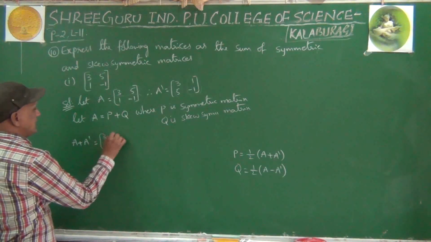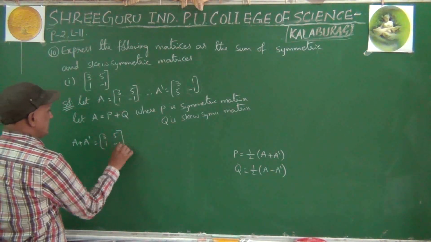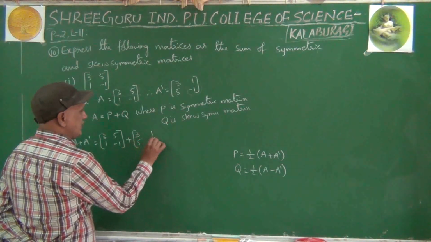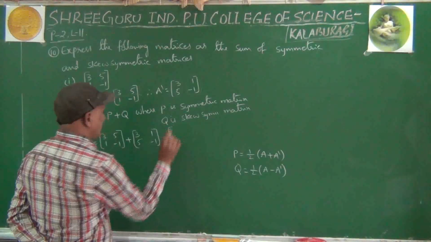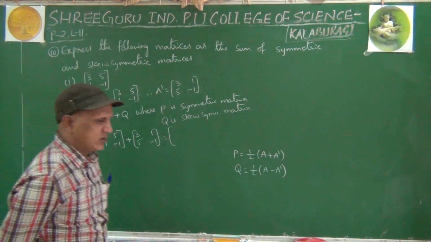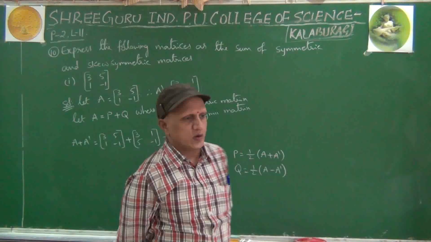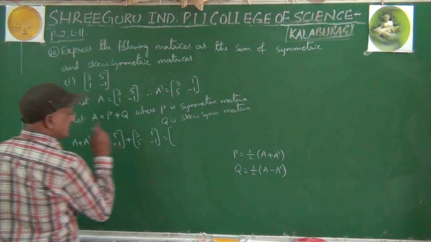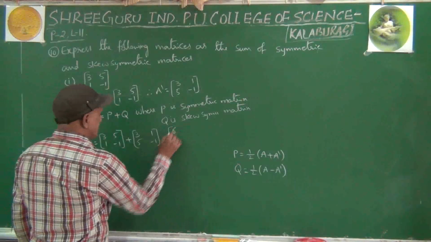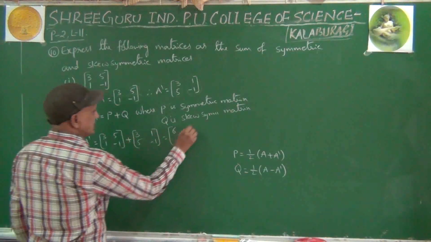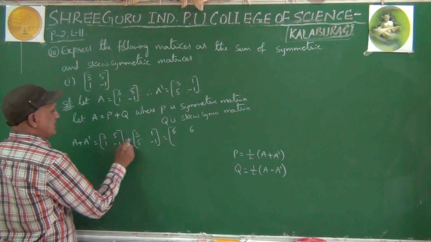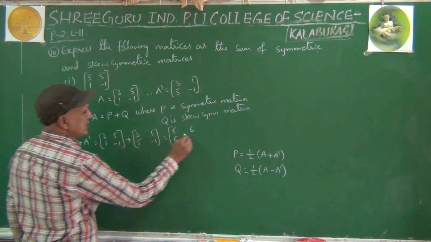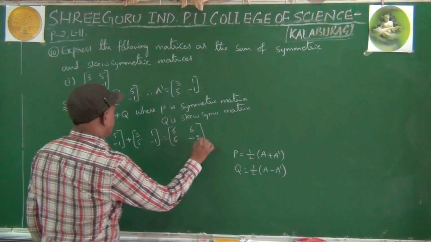What is A? 3, 5, 1 minus 1, plus what is A dash? 3, 1, 5 minus 1. If you add both, you know how to add two matrices. You know how to subtract two matrices. Adding corresponding elements: 3 plus 3, 6. 5 plus 1, 6. 1 plus 5, 6. Minus 1, minus 1, minus 2.